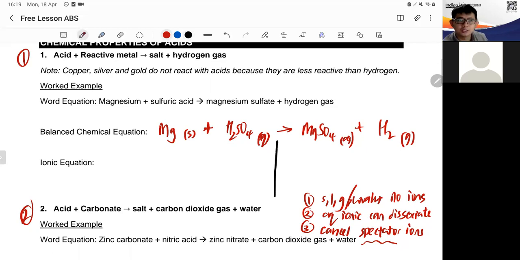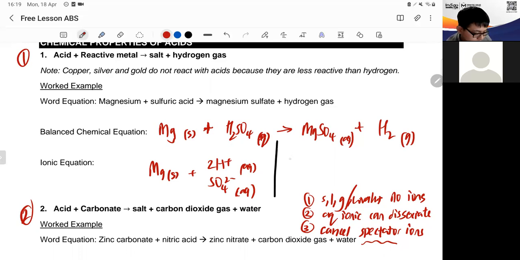Mg is solid. It's just a metal element. It has no ions, so let's leave it. Let's rewrite it as this. Sulfuric acid can dissociate into these ions, because it's one of those very strange covalent compounds that can do this. So let me write it out. The mole ratio must be the same because this is dibasic. One H2SO4 must give you 2H+ and 1 sulfate. It is a must. If you balance it here, you will not run into problems later.